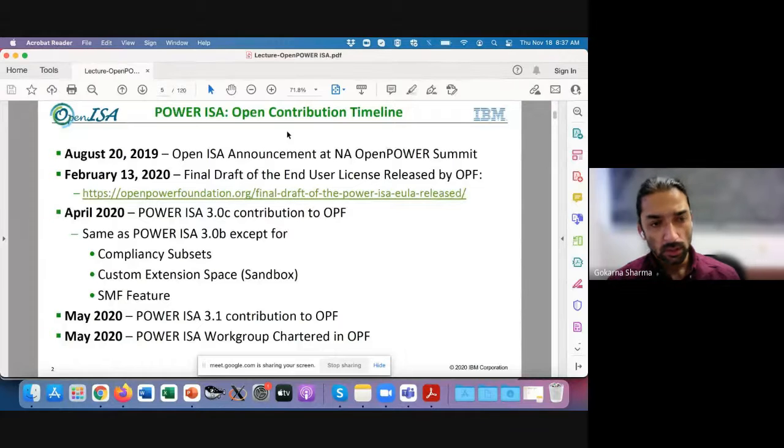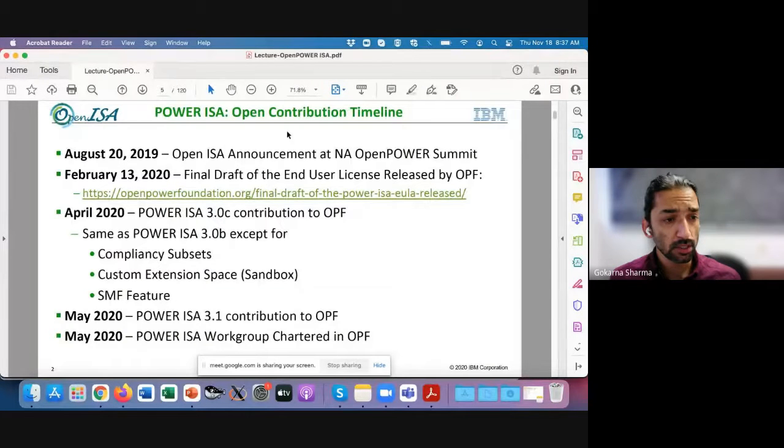When these instructions and this architecture are made open, it helps to have more research, more contribution, more development in this area, and it is helping a lot. The recent one is Power ISA 3.1. There is the OpenPOWER Foundation, OPF, and this lecture was also organized in association with the OpenPOWER Foundation. We'll talk about some of the features of Power ISA 3.1.